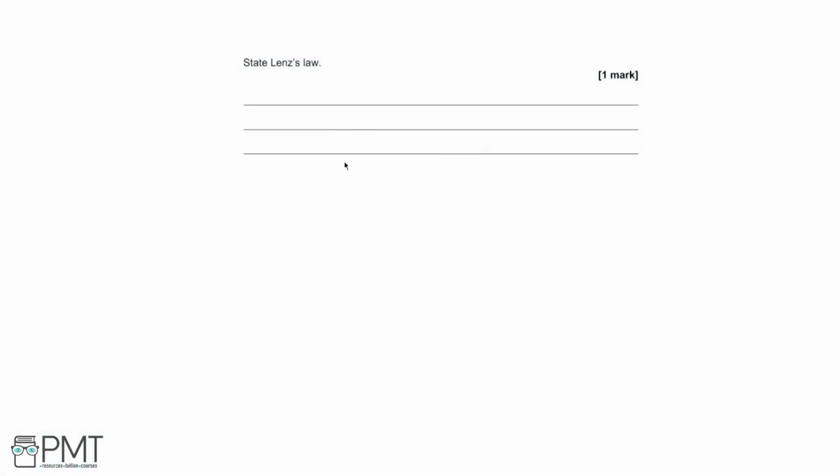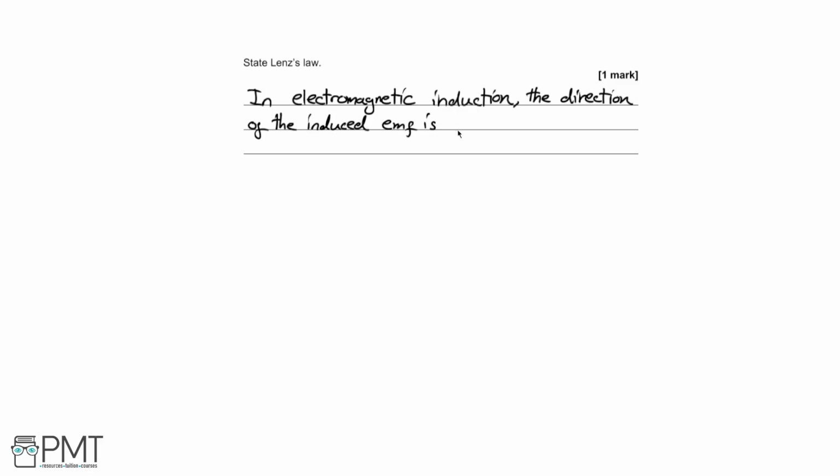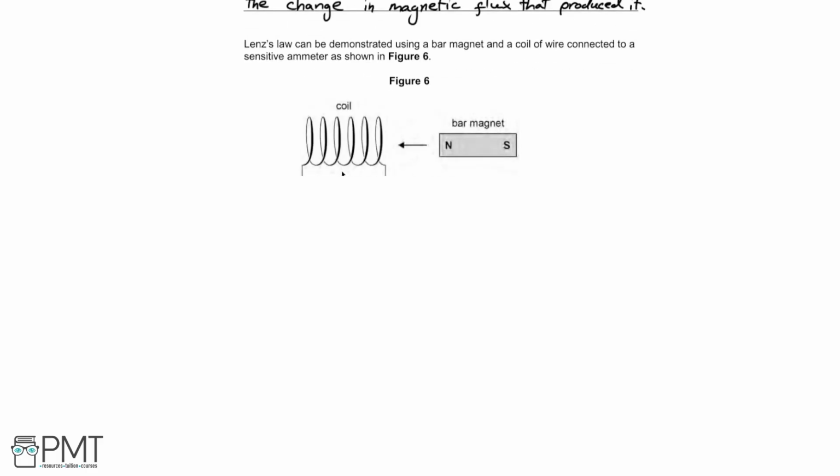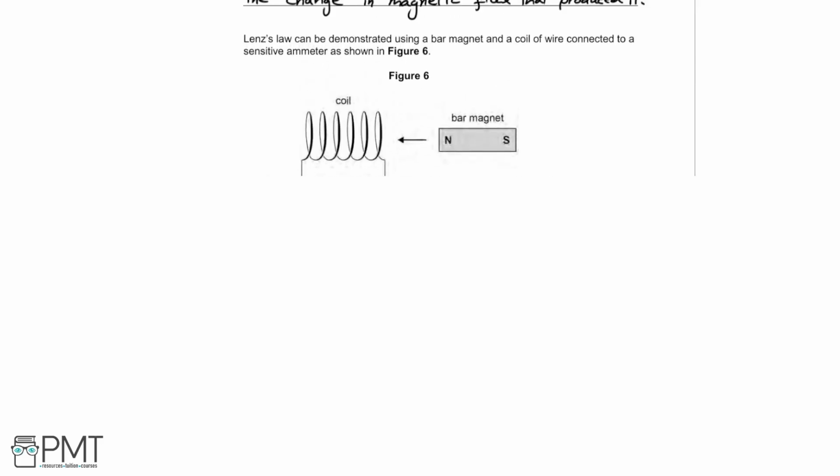This question is about electromagnetic induction. The first part of the question says, state Lenz's law. Lenz's law says that in electromagnetic induction, the direction of the EMF produced is such that it opposes the change in the magnetic flux that produces it. Lenz's law is indirectly a statement of conservation of energy, because if the EMF produced favored the change that had produced it, then that change would continue to happen, and therefore more and more energy would be produced as more and more of an EMF would be produced.